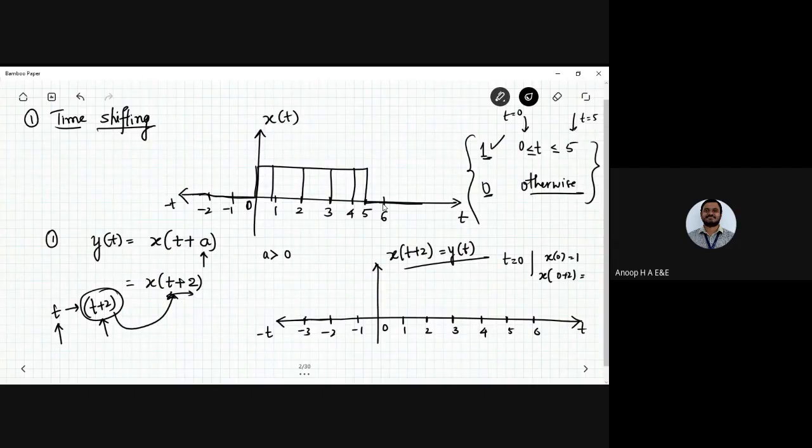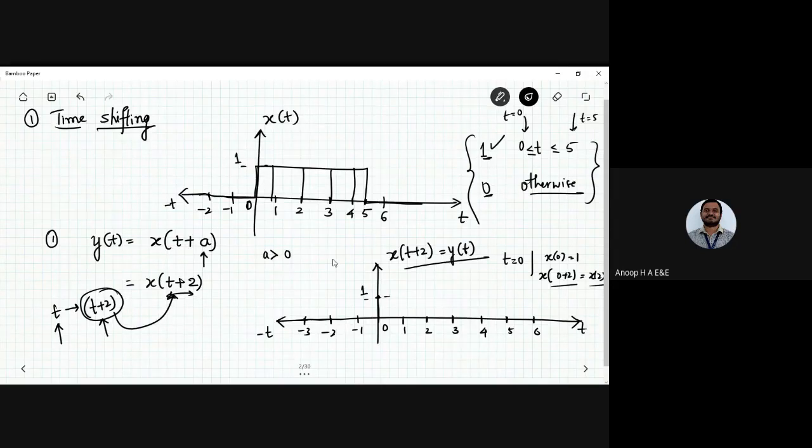What does it mean? That is x of 2. So x of 0 plus 2 is x of 2 here. What is the value of x of 2 from the original signal? That is 1. So that is 1 here.